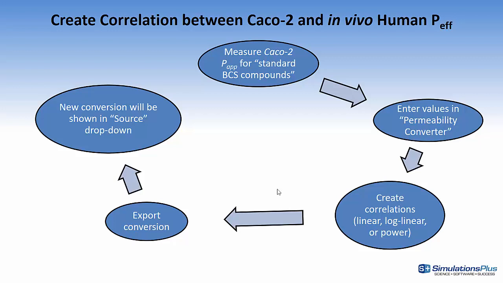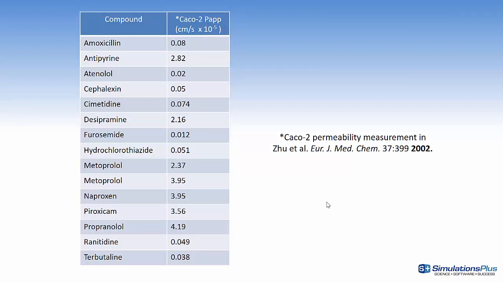Once you've created this correlation between your in vitro CACO2 experiment, you can take an arbitrary compound, measure the CACO2 permeability, import the compound into GastroPlus, and then use this converter to convert it to human PEF, and then perform your simulation. This slide contains CACO2 permeability data from a publication by Ju et al. And these are some of the standards for the BCS, and we have experimental measurements of this from one of our collaborators. And so we'll input this data into GastroPlus and then create a correlation between this CACO2 data and human PEF.